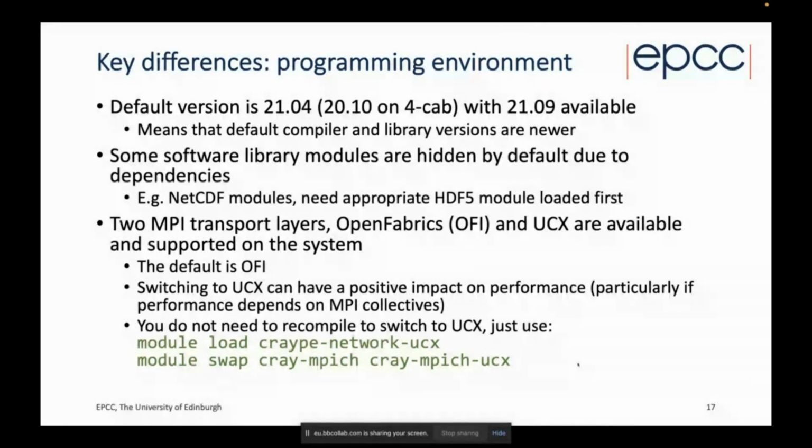You can use the module commands in your job submission script to switch between the different MPI transport layers, and just do that to check rather than having to recompile. So it is quite low overhead to actually do a quick test if you want to do that.